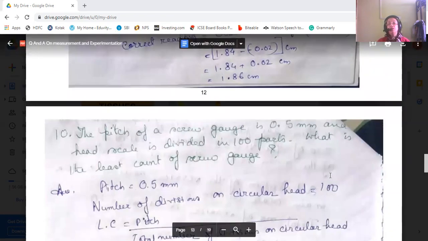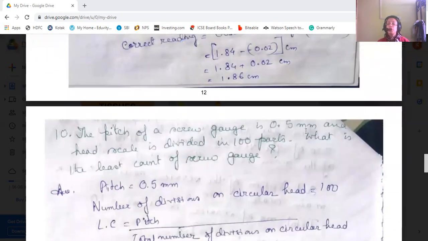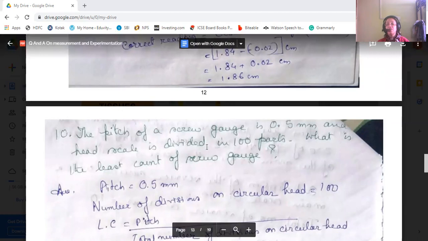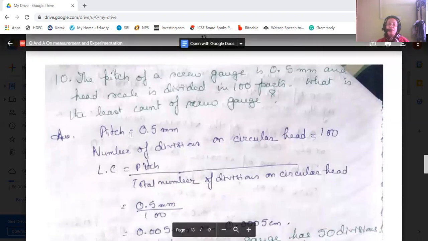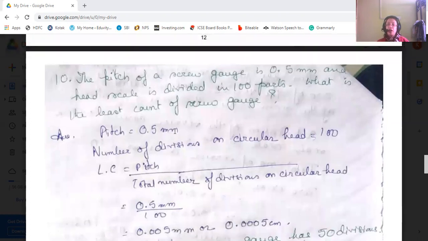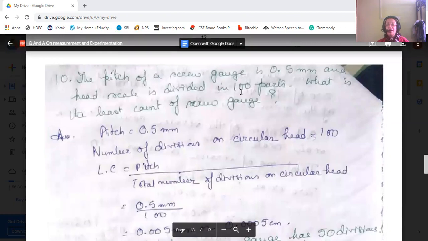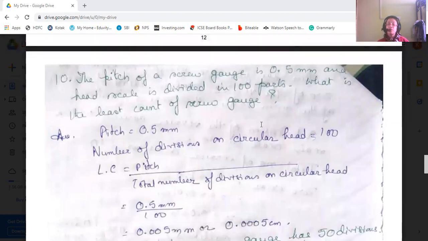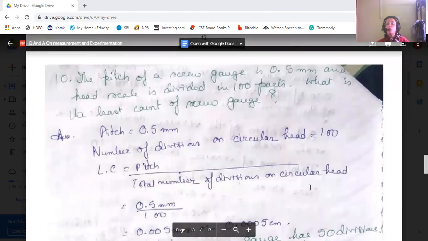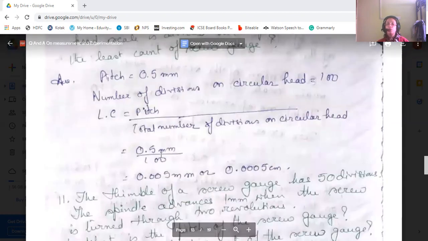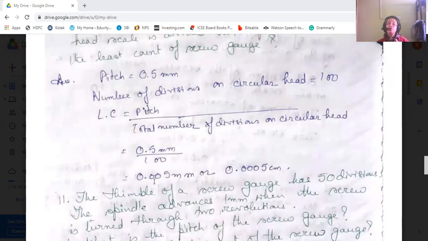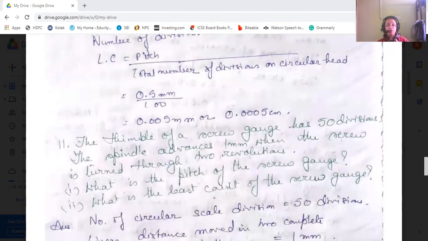Next, the pitch of the screw gauge is 0.5 millimeter and the head scale is divided into 100 parts. What is the least count of the screw gauge? Pitch is given as 0.5 millimeters. The number of divisions of the circular head is 100. So the least count will be pitch divided by the number of divisions of the circular scale. So 0.5 by 100, that is 0.005 millimeters or 0.0005 centimeters.